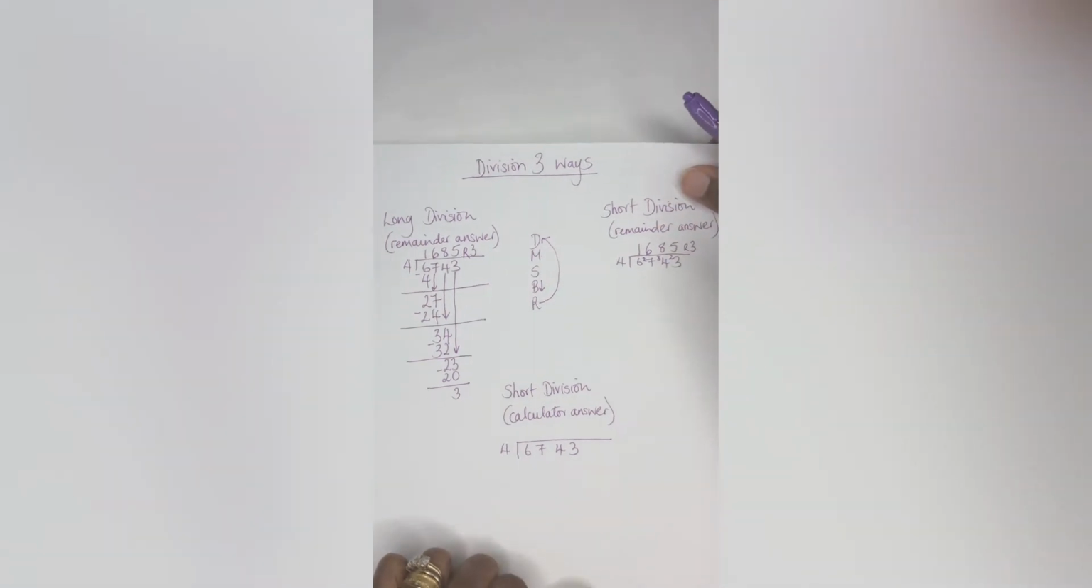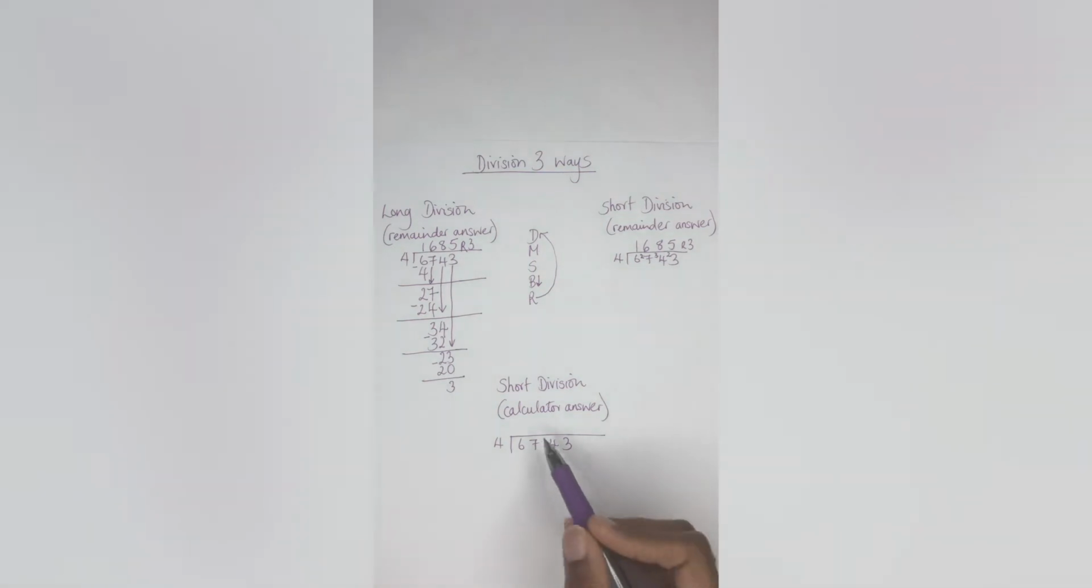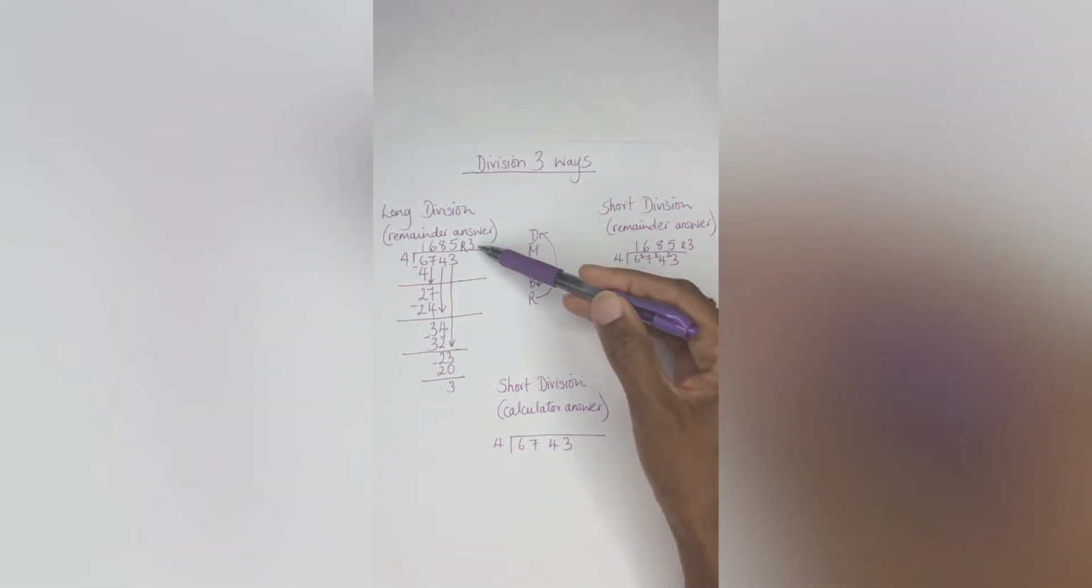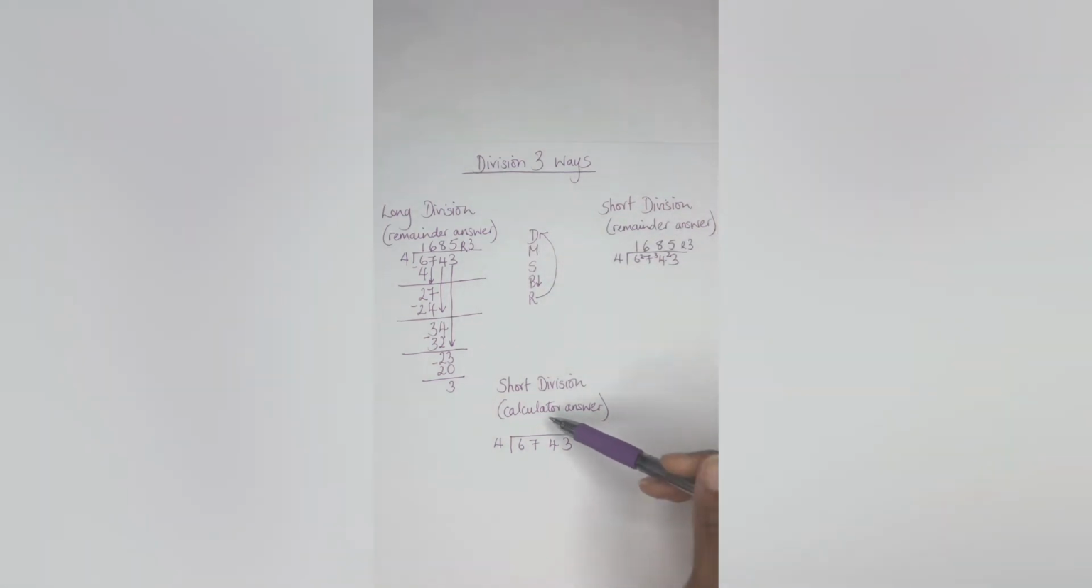I wanted now to go down to the short division again, but giving the calculator answer. What do I mean by that? Because up here, remainder of 3, usually children up to grade 5 learn how to do a remainder answer. Once you get into middle school, they want you to give a calculator answer. So that's going to include a decimal, isn't it? Okay, so let's go over there.